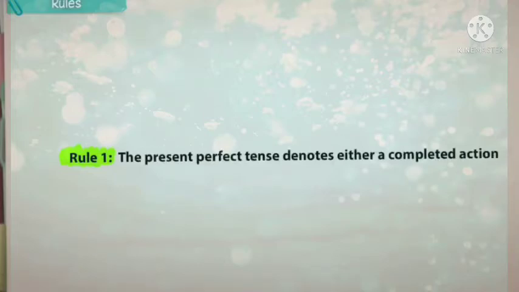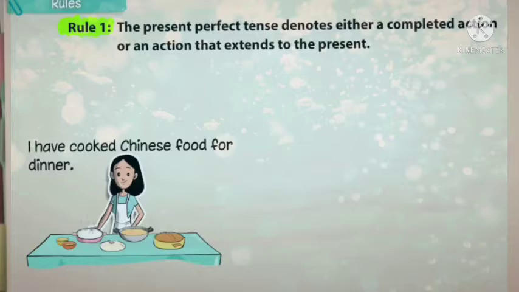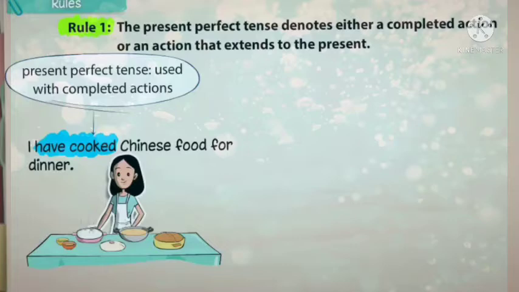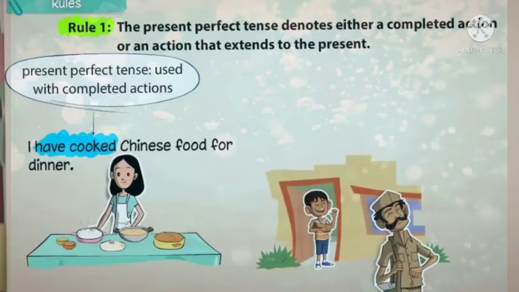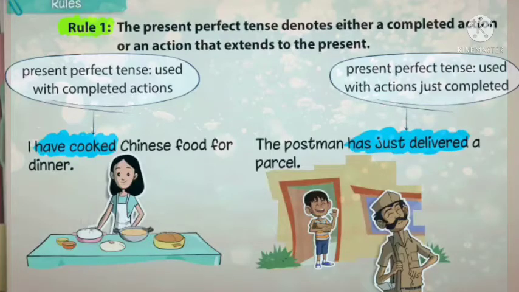You can use the present perfect tense to denote either a completed action or an action that extends to the present. Here, the action of cooking is already complete at the time of speaking. So, we use have cooked, which is the present perfect tense of the verb cook. Similarly, you can use the present perfect tense when an action has just been completed. For instance, here the present perfect tense has delivered denotes that the action of delivering the parcel has just been completed.